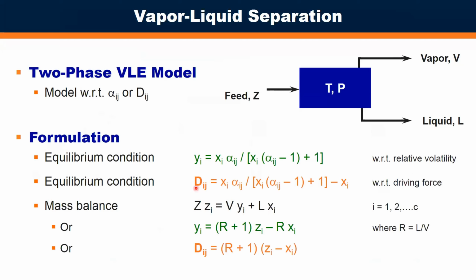We could also write it with respect to driving force. And then we can derive the mass balance either in terms of the overall streams, like here, or we can put in a representation where we use the L over V for R, and we can then substitute for the driving force. What does that do for us?